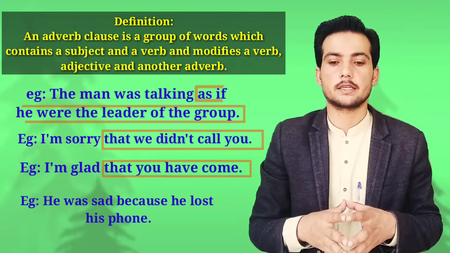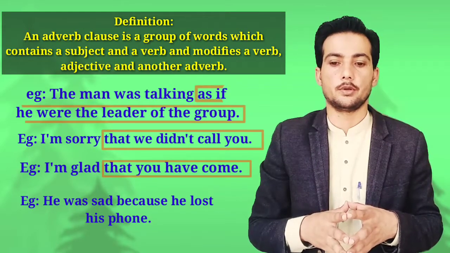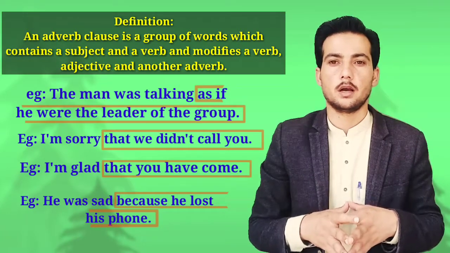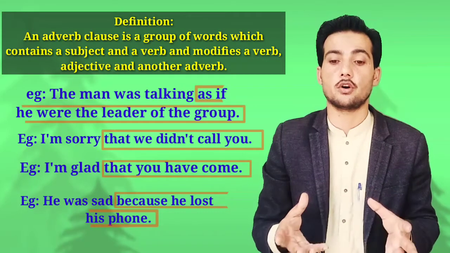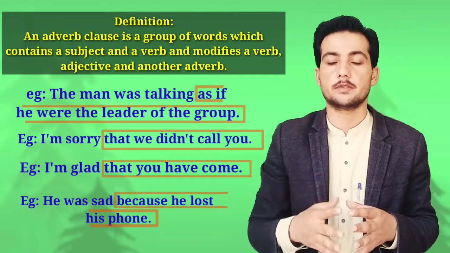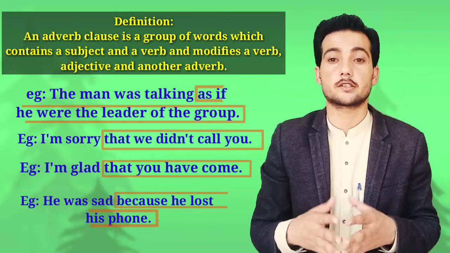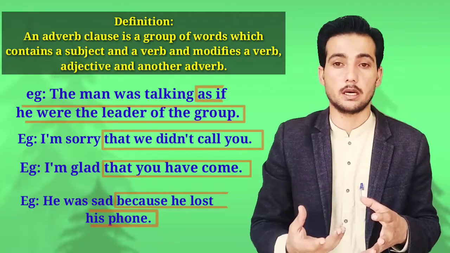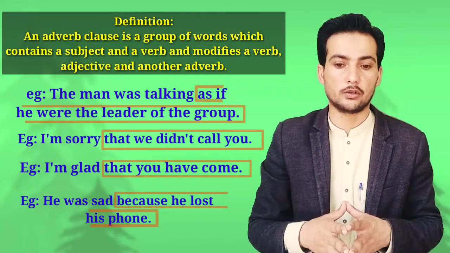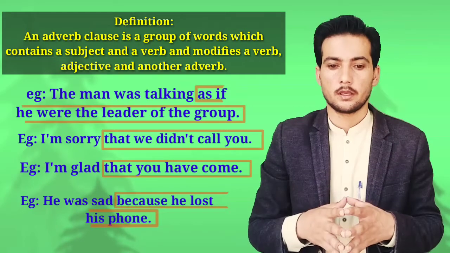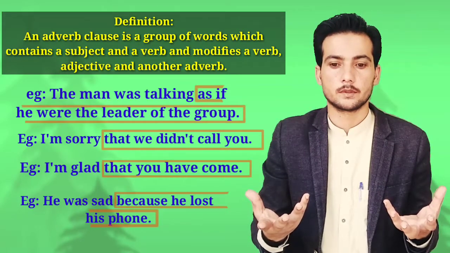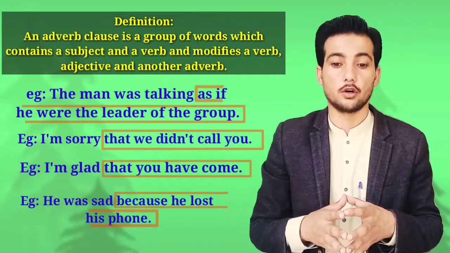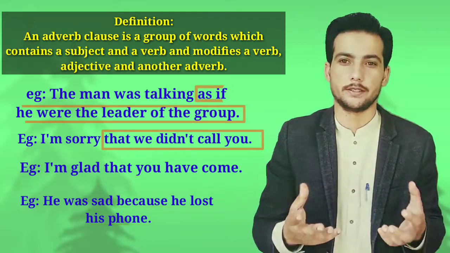He was sad, it is the main clause, and after that, because he lost his phone is an adverb clause because it consists of a subordinating conjunction, that is because, and after that it consists of a subject, that is he, and the verb, that is lost. So that is why it is an adverb clause, and it modifies, describes, or gives more information about the adjective, that is sad. He was sad, but why? Because he lost his phone. So it is an adverb clause because it modifies the adjective, that is sad.